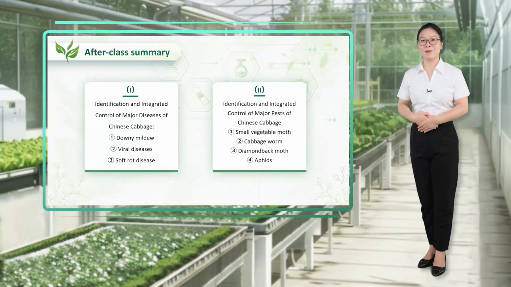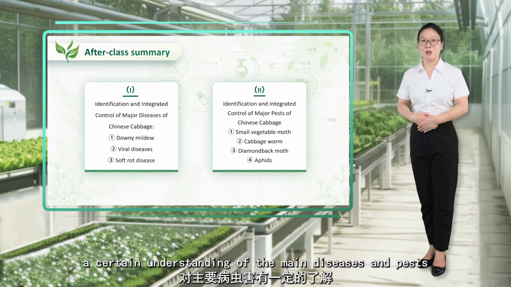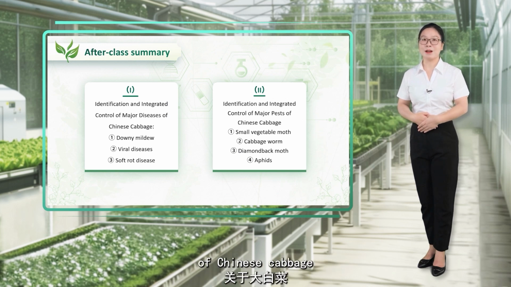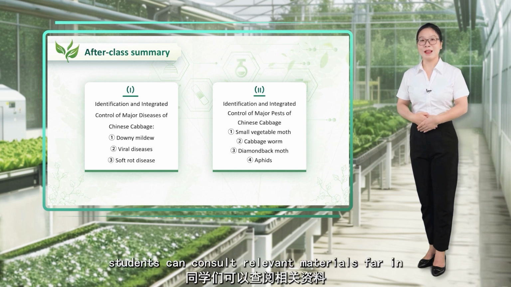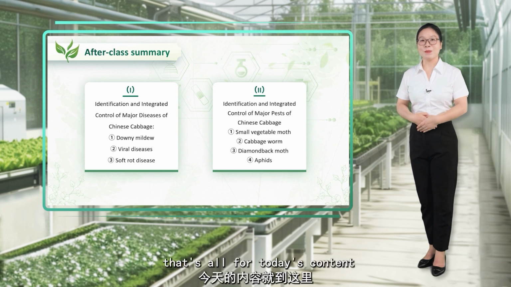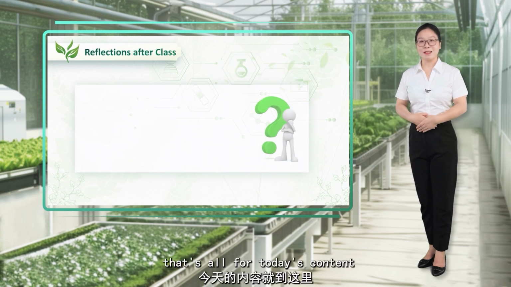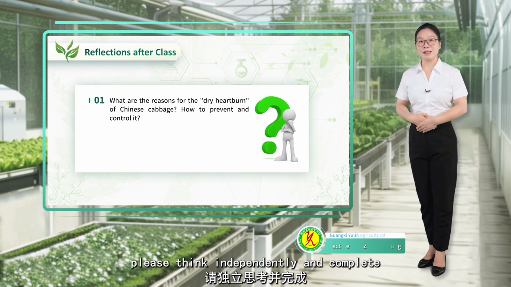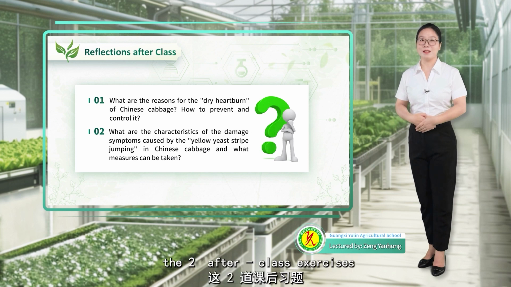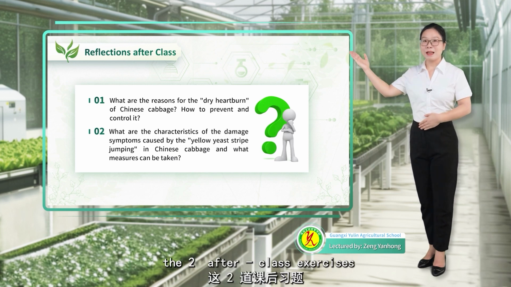Through this lesson, we have gained a certain understanding of the main diseases and pests of Chinese cabbage. After class, students can consult relevant materials for in-depth study. That's all for today's content. Please think independently and complete the 2 after-class exercises.